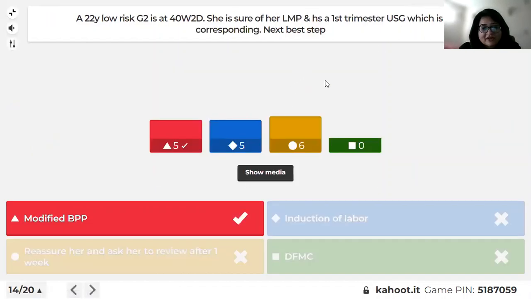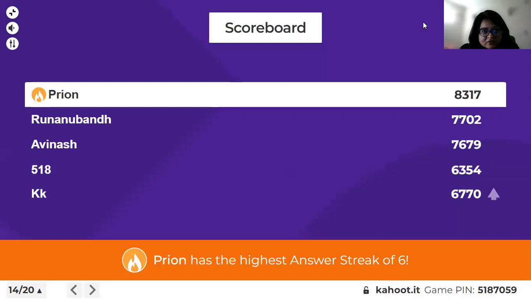You'll do a modified biophysical profile. Okay, and we'll discuss this. She's basically gone beyond her EDD. So once a patient goes beyond the EDD, you have to initiate antepartum fetal surveillance. And the two antepartum fetal surveillance choices given are DFMC and a modified BPP. A modified BPP is always better. The AFI has to be seen once she crosses 40 weeks. So that is why this is the correct answer. Okay, we'll discuss this also later.